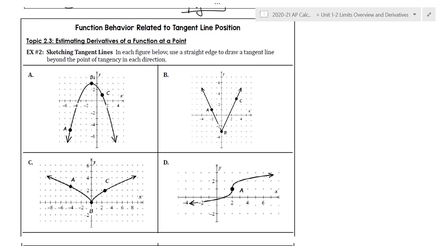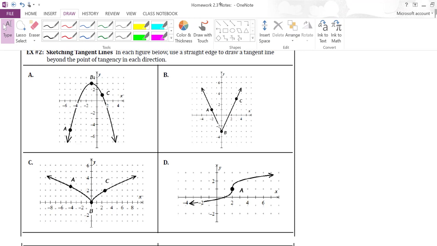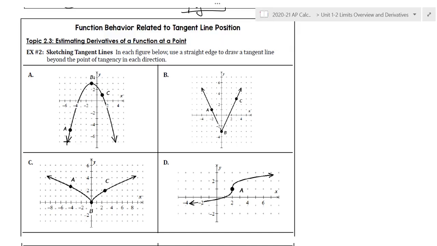We're going to talk about some peculiar tangent lines that occur here. So I'm going to use as straight an edge as I can. I'm not the best drawer. Let's see if I can actually use the straight edge on this app. And we're going to get some lines at each of these points to think about what the tangent would be.